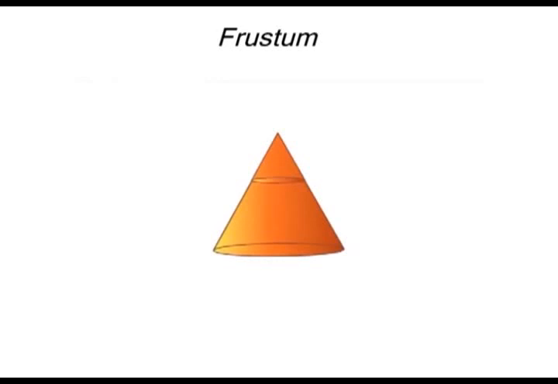Next, frustum. A frustum of a cone is created by slicing the top of the cone. So when we cut a right circular cone with a plane parallel to the base of the cone, then the solid shape between the plane and the base of the cone is called the frustum of the cone.